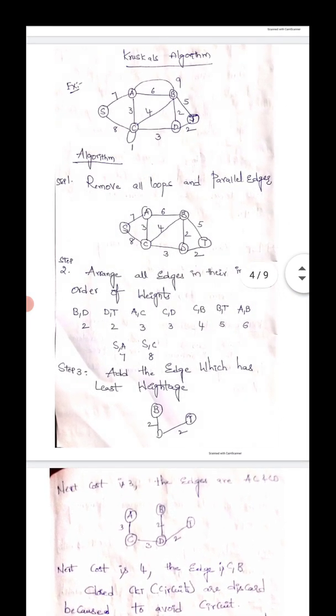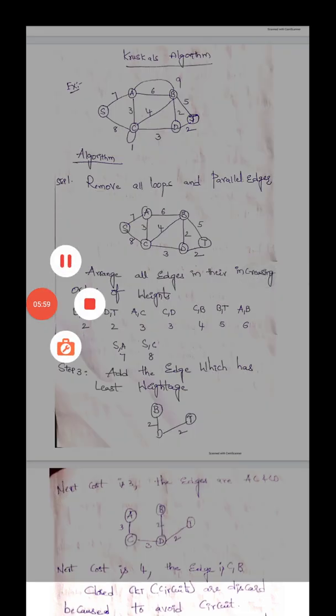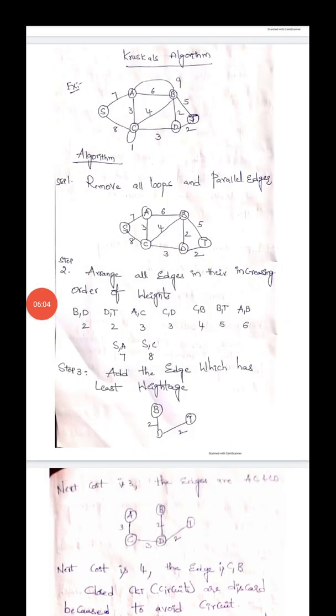This is the example diagram of Kruskal's algorithm. We need to follow one algorithm, and based on that algorithm, we need to perform the operation for that particular problem. The first step in the algorithm is to remove all loops and parallel edges.